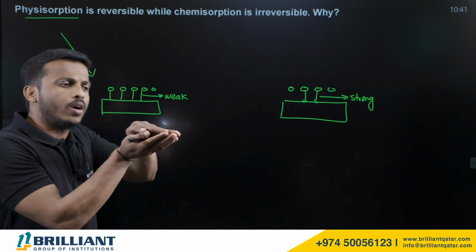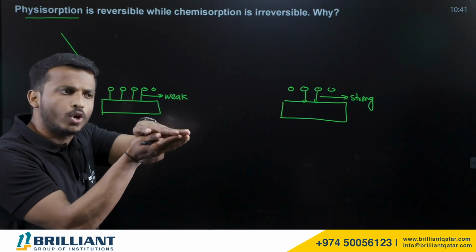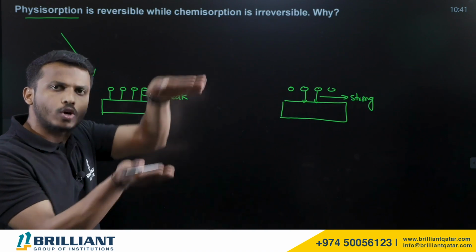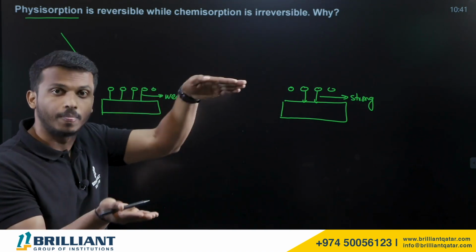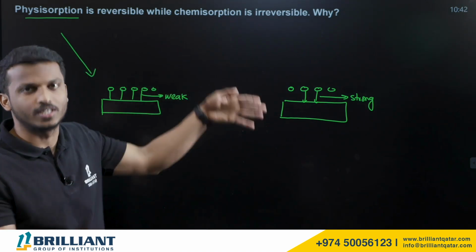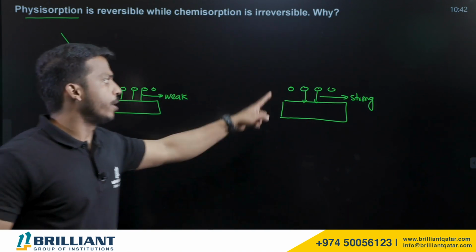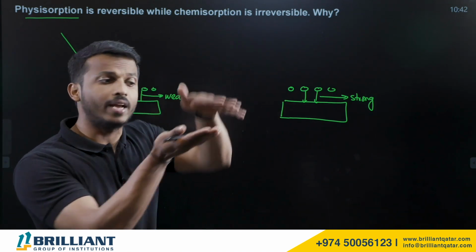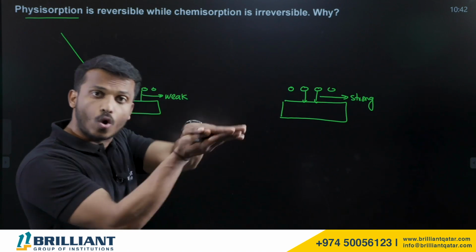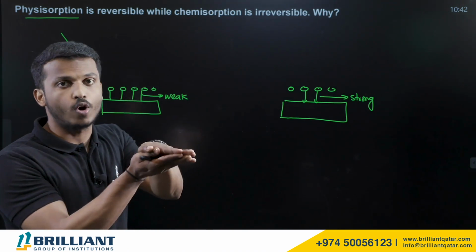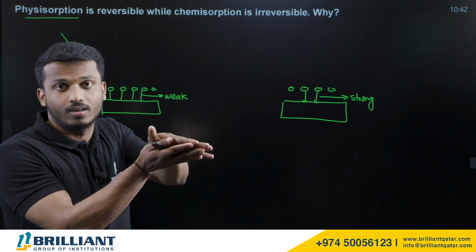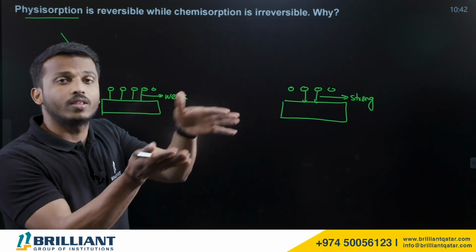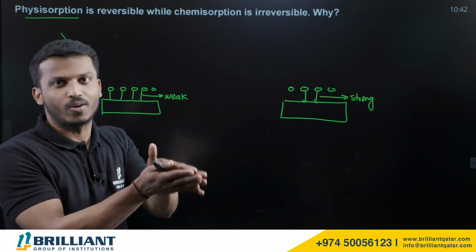So if you want to replace the adsorbate from the adsorbent, it's so easy, which means desorption. Desorption is easy, so it is reversible because the bond is weak. But during chemisorption, the adsorbent and adsorbate are connected through a very strong bond. So once it is formed, it's a new product. So the detachment, or the desorption, is not an easy process.